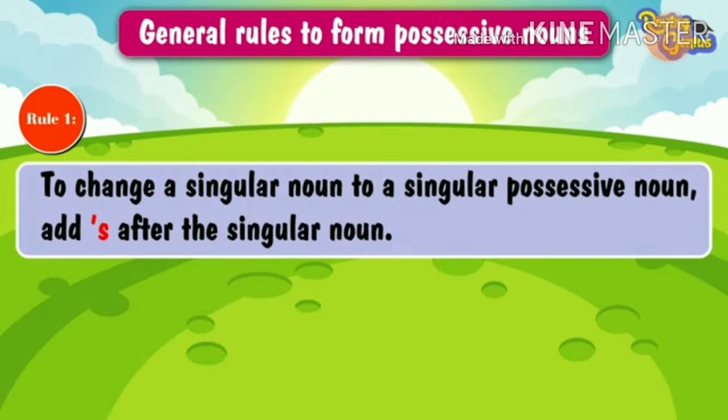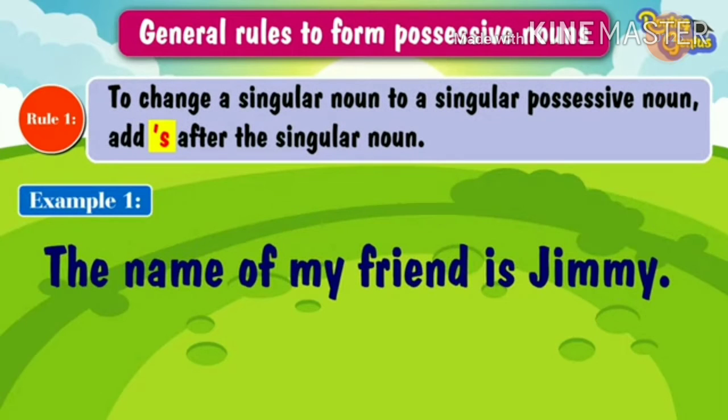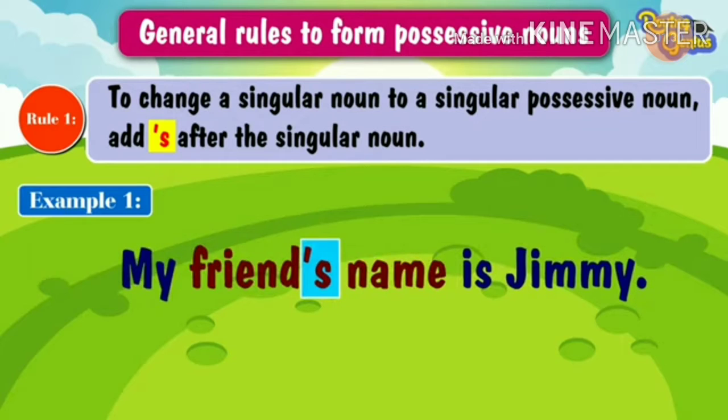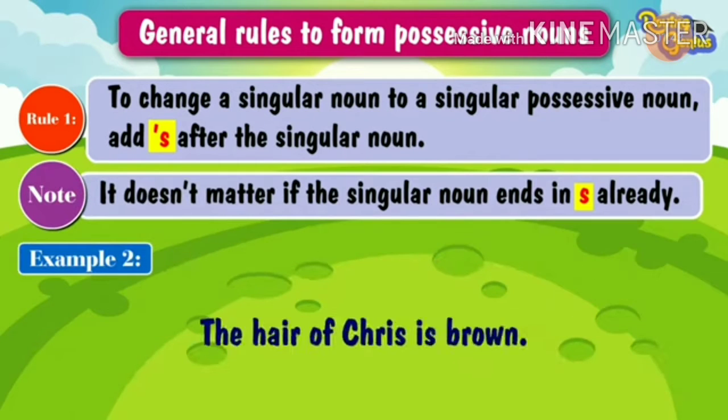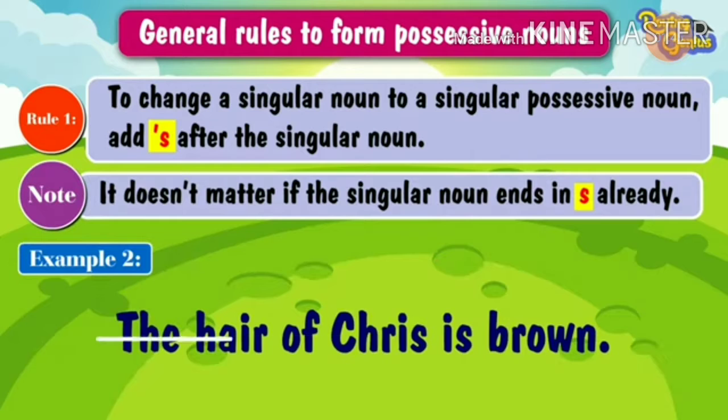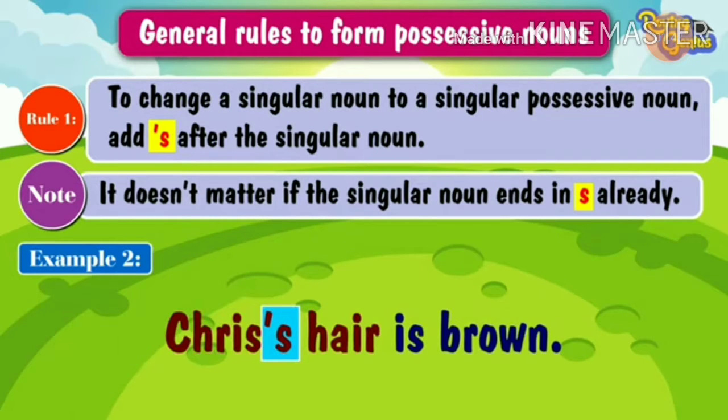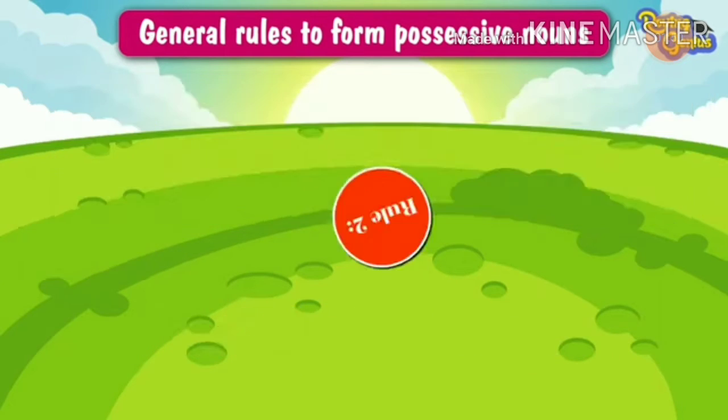Rule 1. To change a singular noun to a singular possessive noun, add apostrophe s after the singular noun. For example, the name of my friend is Jimmy. We can write that my friend's name is Jimmy. Remember, it doesn't matter if the singular noun ends in s already. For example, the hair of Chris is round can be written as Chris's hair is round.